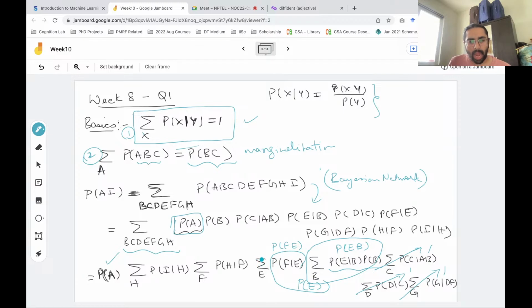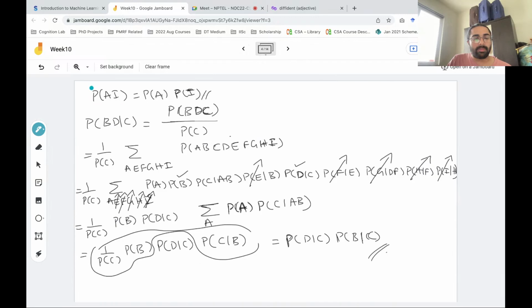Then I'm summating over e. So I get basically here p of f, right? Same thing I apply again here, right? So I get p of hf, summation over f, I get p of h. Again I apply the same logic here, I get p of I comma h, right? And then summation over h, I get p of I, right? So this is your p of a, I equal to p of a into p of I.